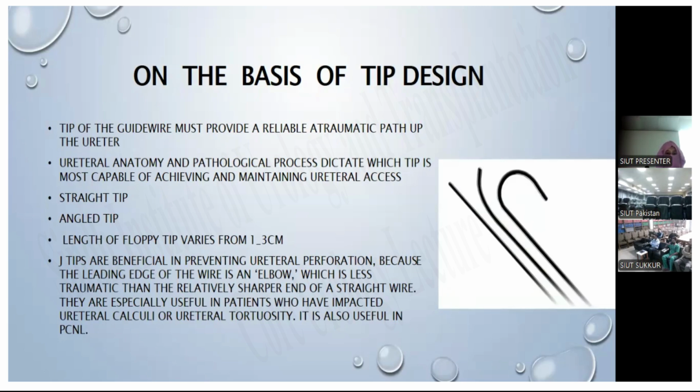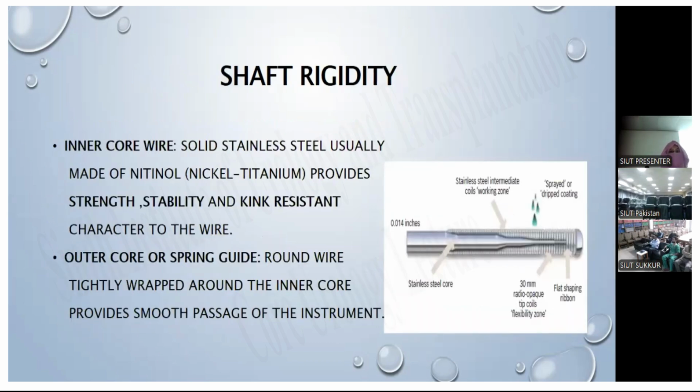J-tips are beneficial in preventing ureteral perforation because the leading edge of the wire is an elbow, which is less traumatic than the relatively sharp end of a straight wire. They are especially useful in patients who have impacted ureteral calculi or ureteral tortuosities. It is also used in PCNL. Shaft rigidity: the inner core wire is solid stainless steel, usually made of nitinol, which is nickel titanium, which provides strength, stability, and kink resistance. Character of wire.